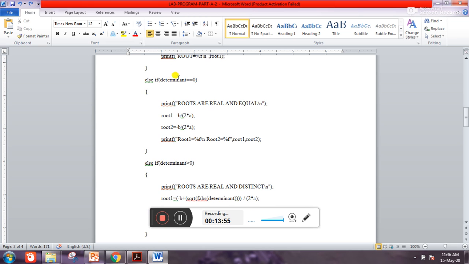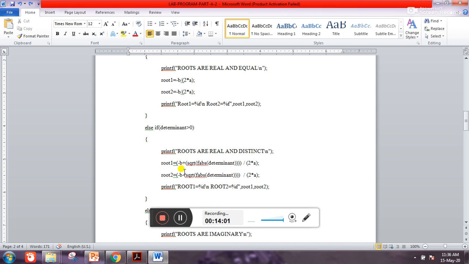So that is if the determinant value is 0. Then else if the determinant is greater than 0, the roots are real and distinct. To find root 1, root 1 is equal to minus b plus square root of b square minus 4ac, divided by 2a. To find the square root, we have the inbuilt function sqrt. Inside that sqrt, we already know the b square minus 4ac value.